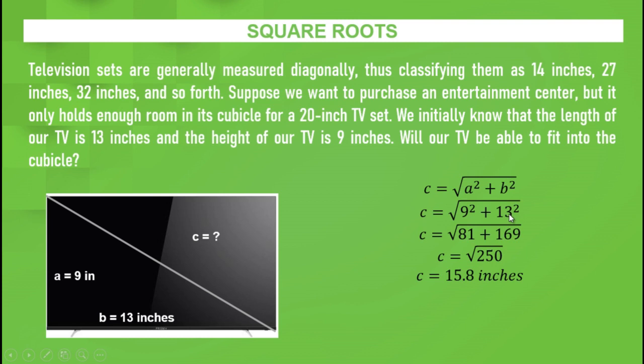And 13 squared, which is 169, from 13 times 13. 81 plus 169 equals 250. So, the square root of 250 is equal to 15.8 inches. Remember to include the unit.